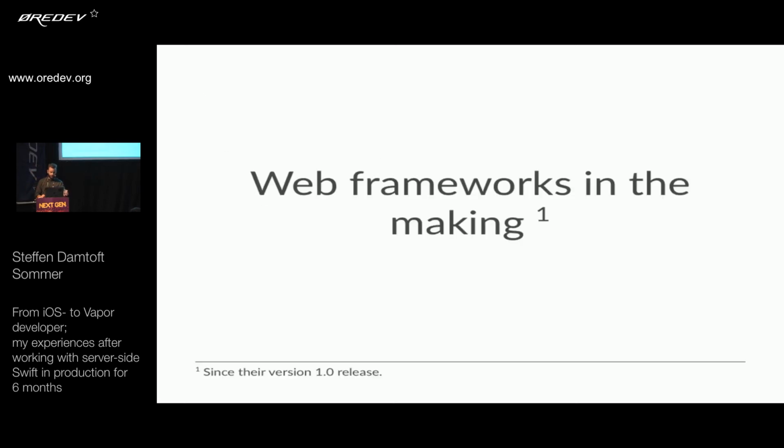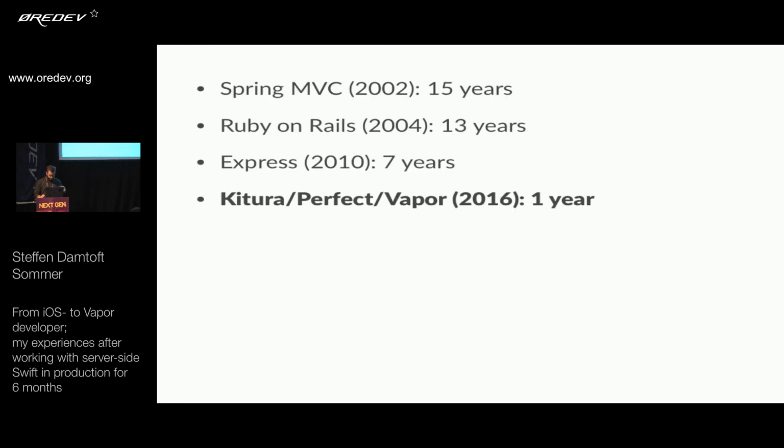When we talk about web frameworks, and this is since their 1.0 release, we have Spring MVC for Java, Ruby on Rails, Express for Node.js, and 3 of the 4 Swift web frameworks I mentioned earlier. Again, going from 15 years down to 1 year.